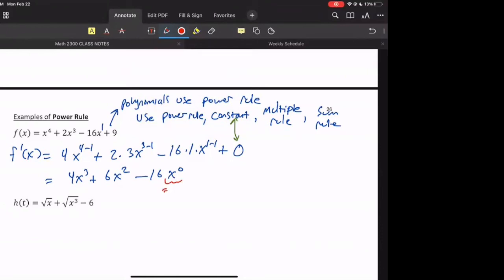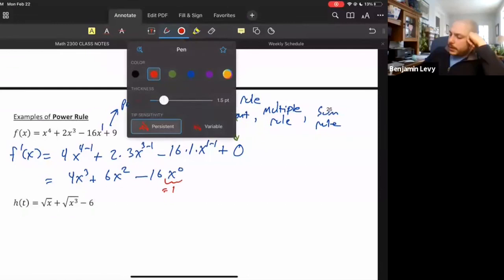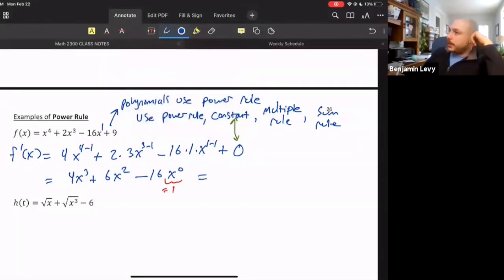Number 1. The thing we really want to take away from this is that when you take the derivative of x, it becomes 1. That's something that people get confused on, right? So this is 4x cubed plus 6x squared minus 16. That's the final derivative.